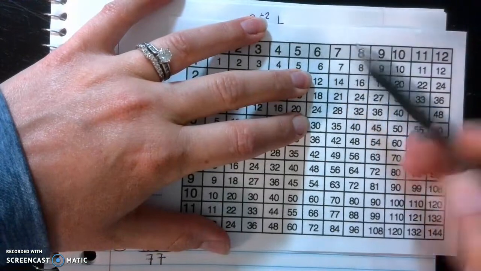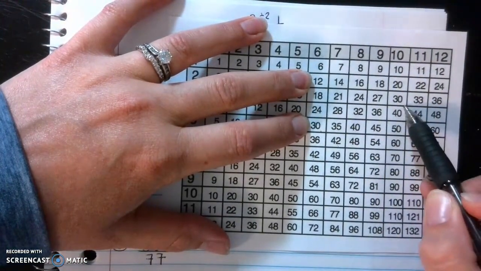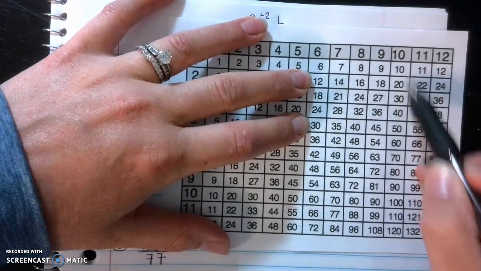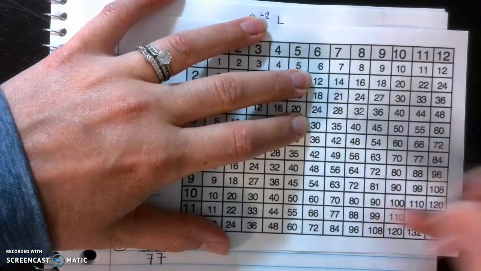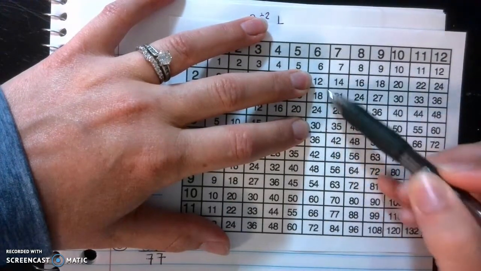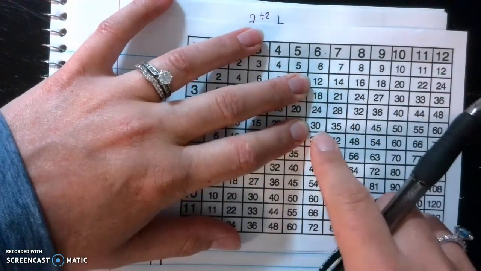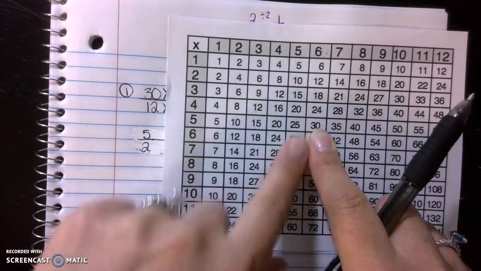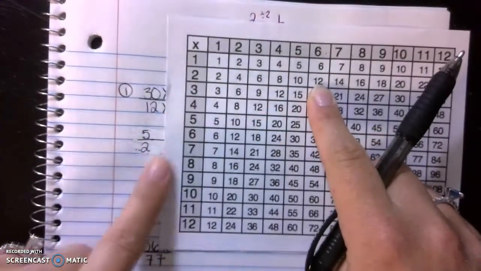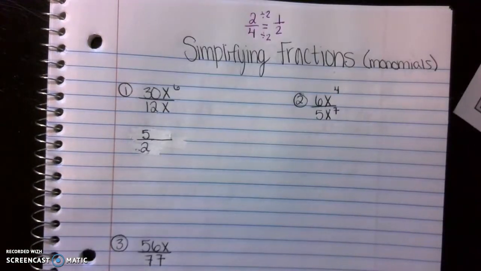Now I want to take a look here in the rest of my work. Wherever I see a 30, I want to double check, or a 12, do I see both those numbers in another column together? And I don't. So the biggest number that I can divide 30 and 12 by is 6. So I'm going to go ahead and reduce that. So 30 divided by 6 gets me 5, which is what we got. And then 12 divided by 6 got me 2. So you can go ahead and use this multiples sheet as well.